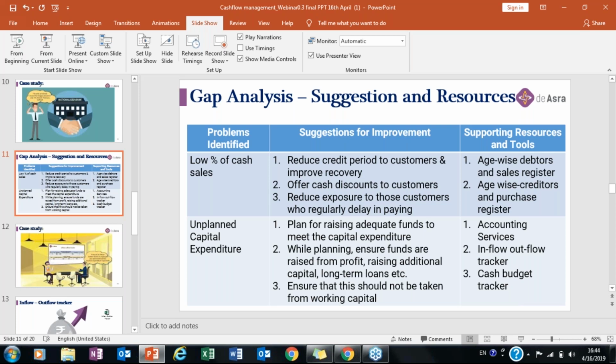Unplanned capital expenditure. Now, for example, summer is coming, and it's very scorching sun outside.